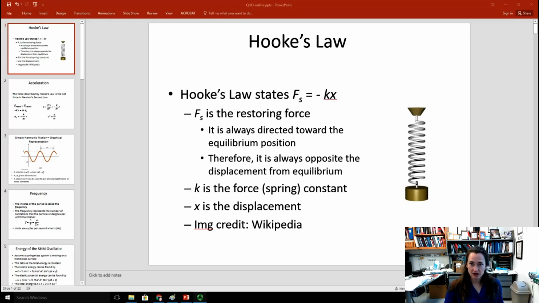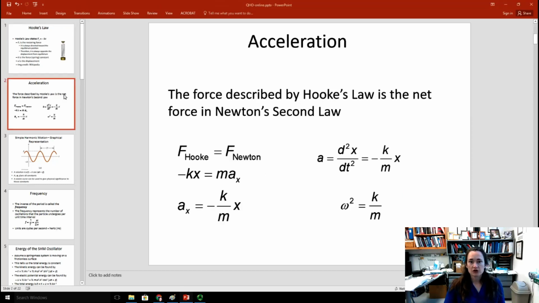Now, the minus sign comes from the fact that it's a restoring force, so it's always trying to pull that mass back to the unstretched or compressed position of the spring, the equilibrium position. Now, to solve for what the motion of the mass on a spring is like, you set the Hooke's law force, minus kx, equal to Newton's second law, ma. And then when you solve for the acceleration, you get minus k over m times x.